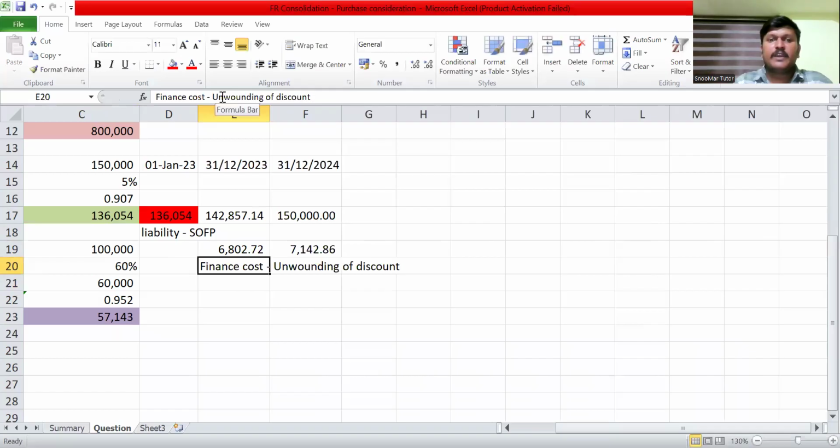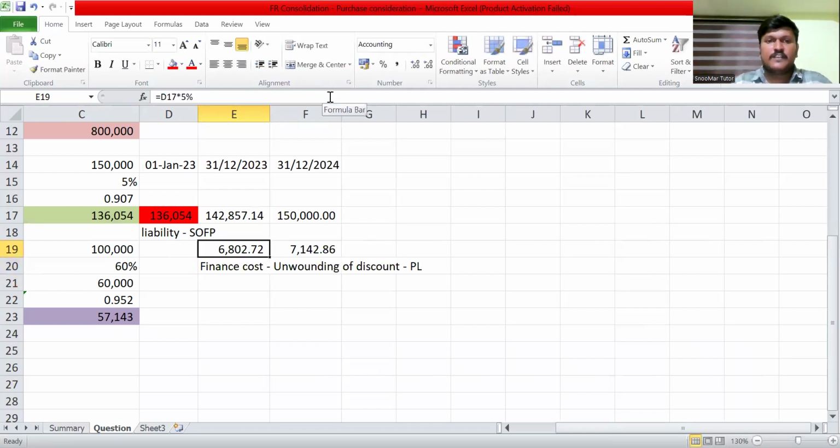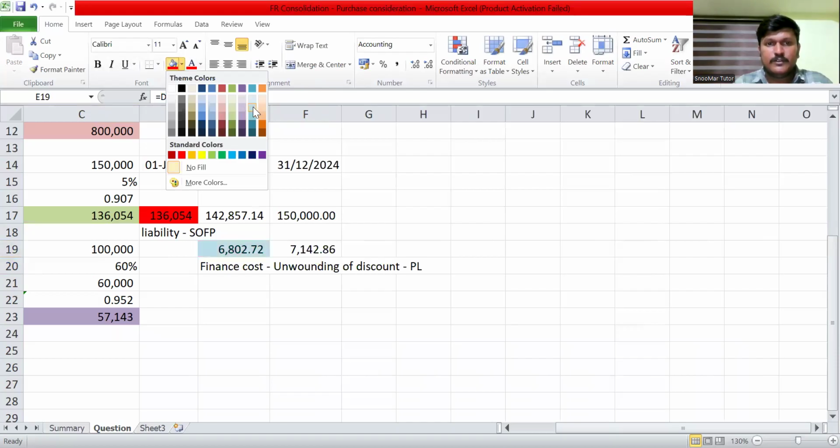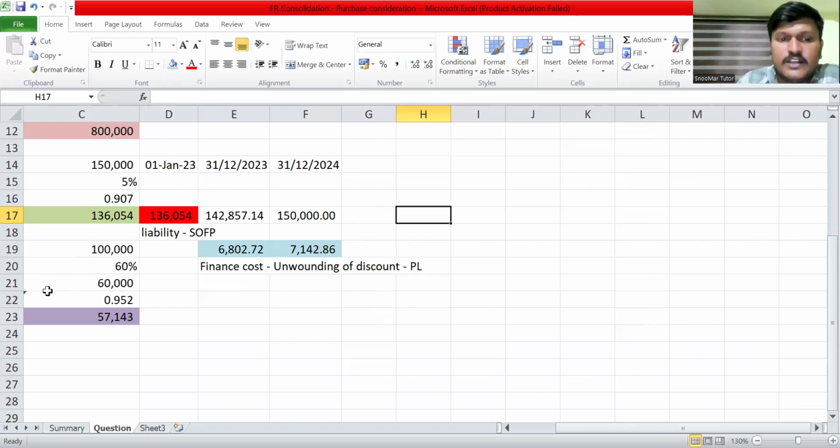This will appear in your P and L every year, until you are paying this. So 6,803 would be the interest for 2023, the first year, and 7,143 would be your next year's interest. Since the deferred consideration is for 2 years, we are considering these two, and for the other one we will only consider 1 year. So it should be 60,000 at the end of 1 year. So that is the case.